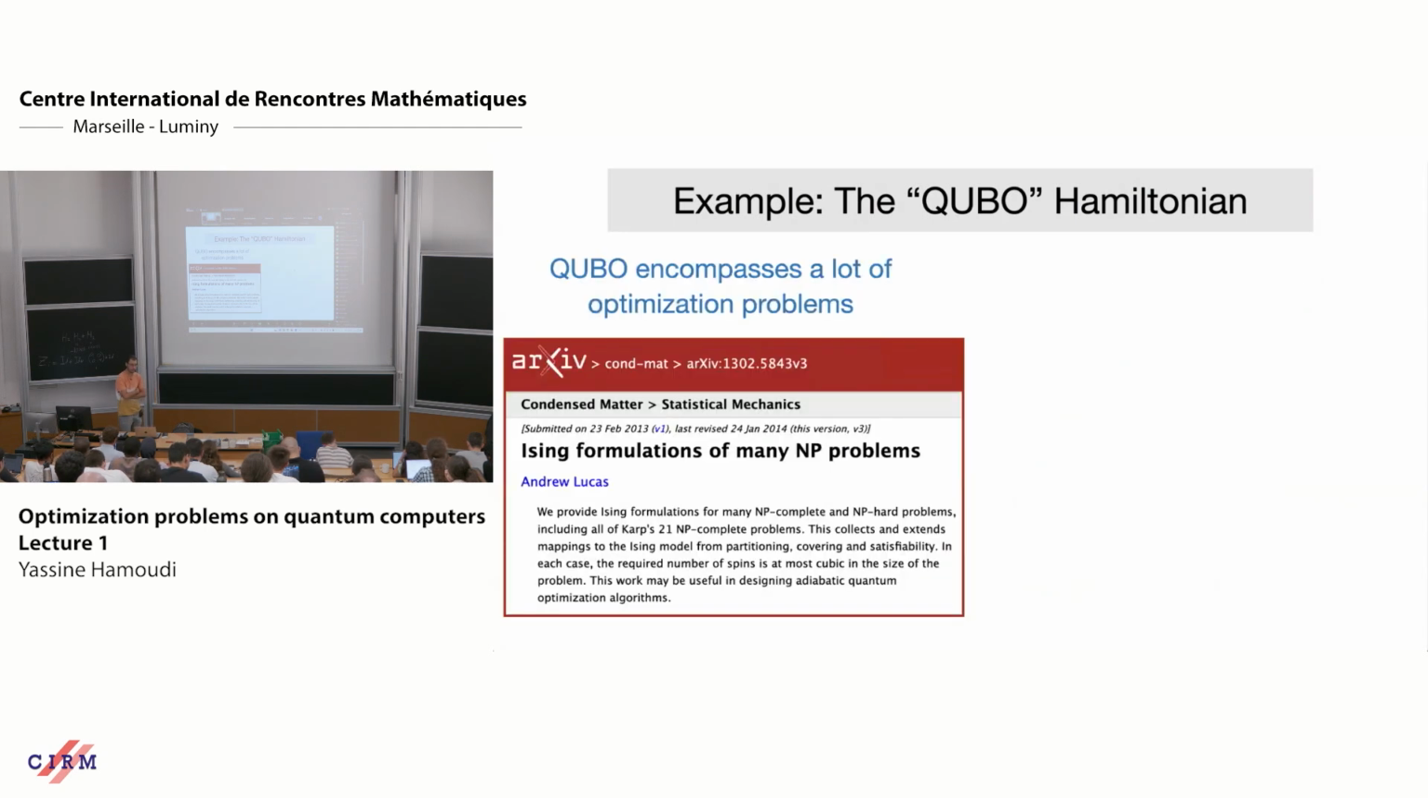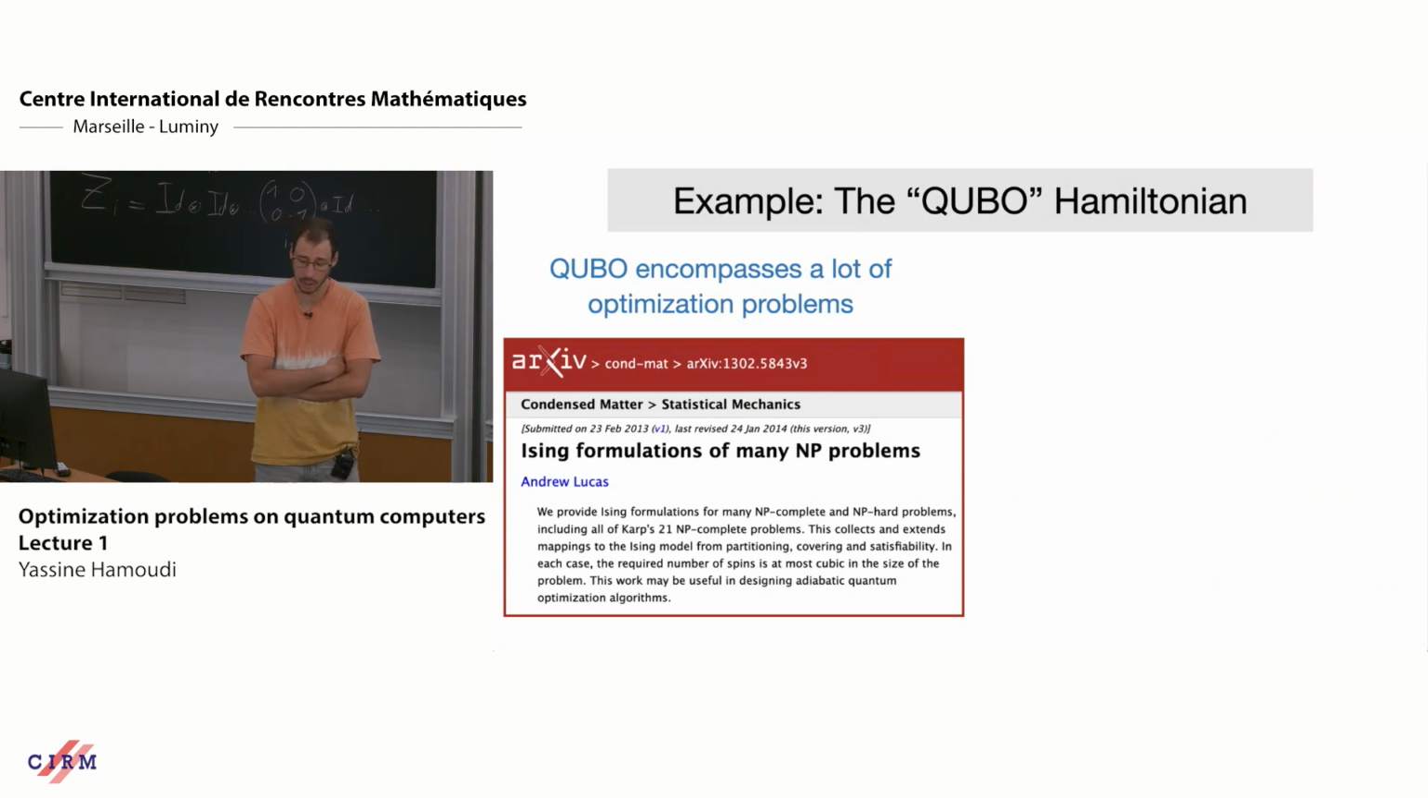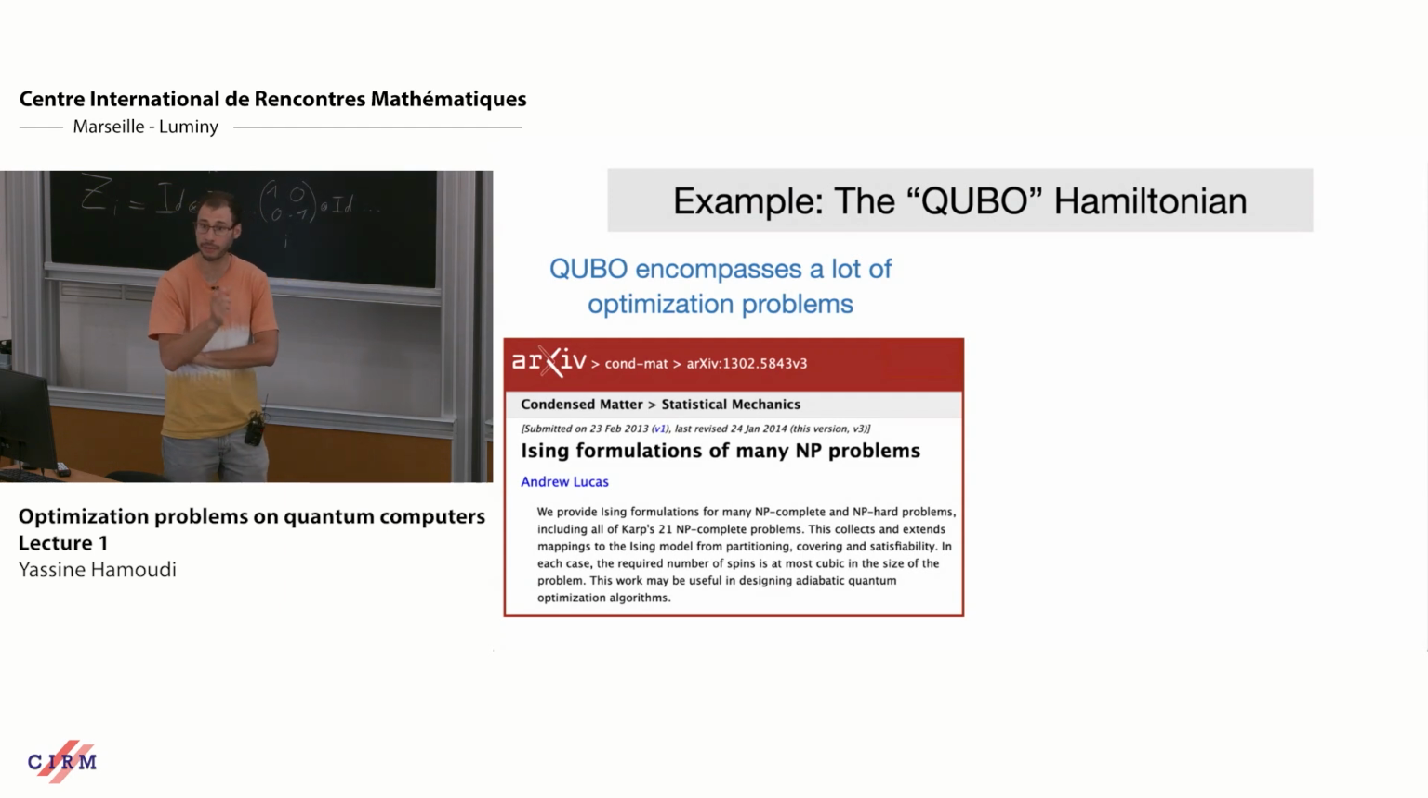There have been papers that tried to rephrase optimization problems into such kind of Hamiltonian. If you look at this reference, for instance, it gives a lot of NP problems for which you can really rephrase the problem as finding the ground state of a particular Hamiltonian. So it really shows that Hamiltonians can capture a lot of optimization tasks.